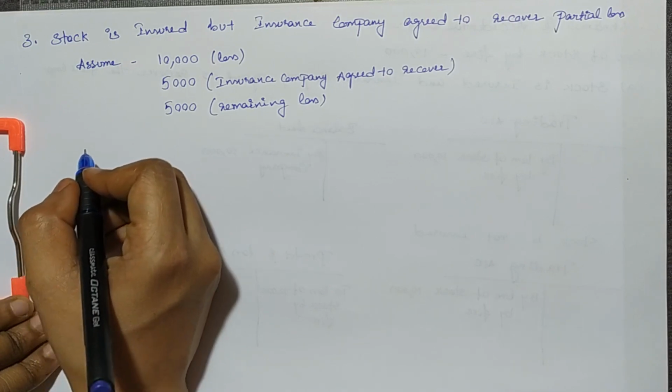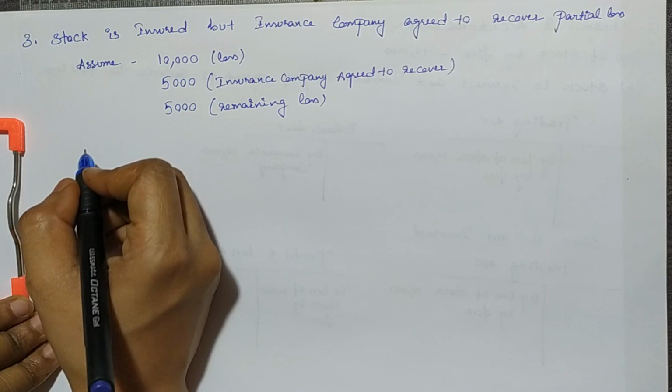And the third case is stock is insured but the insurance company has agreed to recover the partial loss amount, not the full loss amount. In this case, we will mention the amount in 3 places, not in 2 places. Here the total loss amount is 10,000. Of this 10,000, 5,000 is recovered and the remaining 5,000 is not recovered.